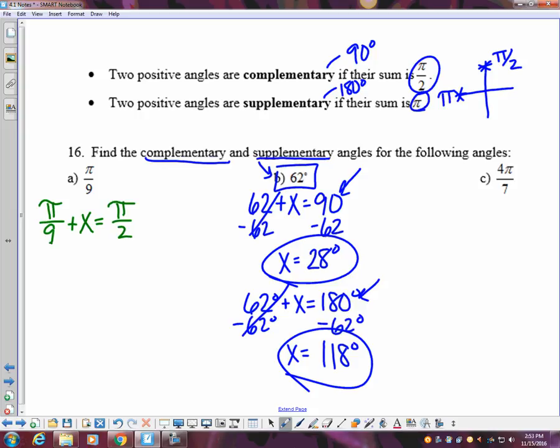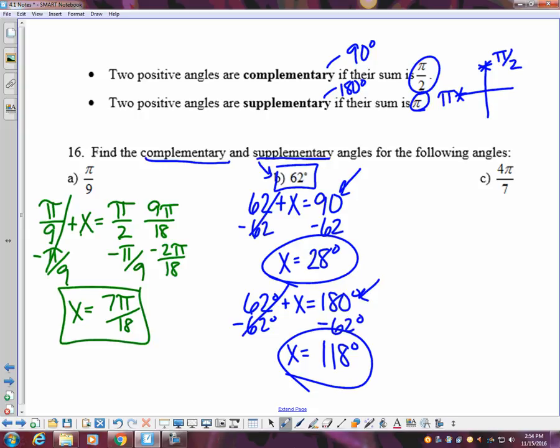So pi over 9 plus something has got to give me pi over 2. Well, subtract your pi over 9. All right, now common denominator. It's going to be an 18. So negative 2 pi over 18 and 9 pi over 18. And subtracting it, 7 pi over 18. The process is the same. And if you can do all that in your head, knock yourself out, but I highly recommend writing out your work. And that's just for complement.